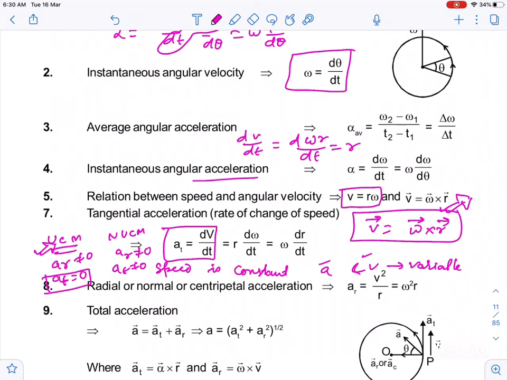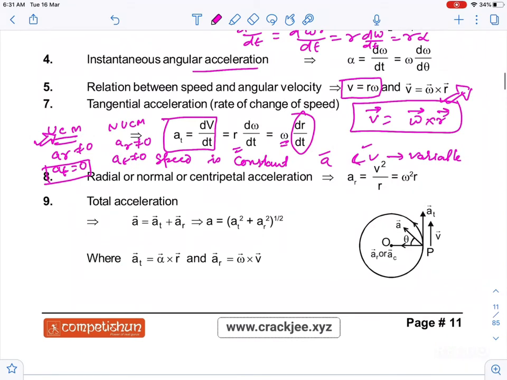So this I can write, guys, r constant, because the circle radius is constant, d omega by dt. So this is also written as r d omega by dt, or r alpha, but it can also be written as omega dr by dt when omega is kept constant and the radius is variable. These two things you have to keep in mind about tangential acceleration.